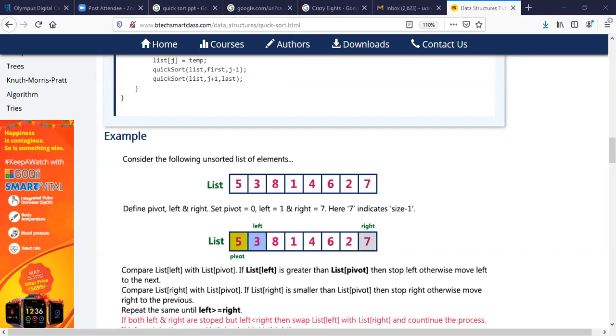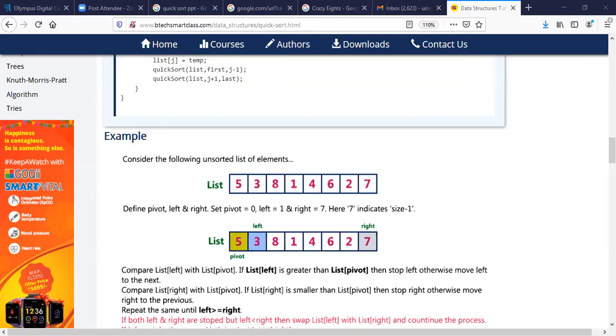The next one, implementation of heap sort. The next one, implementation of linear search algorithm.